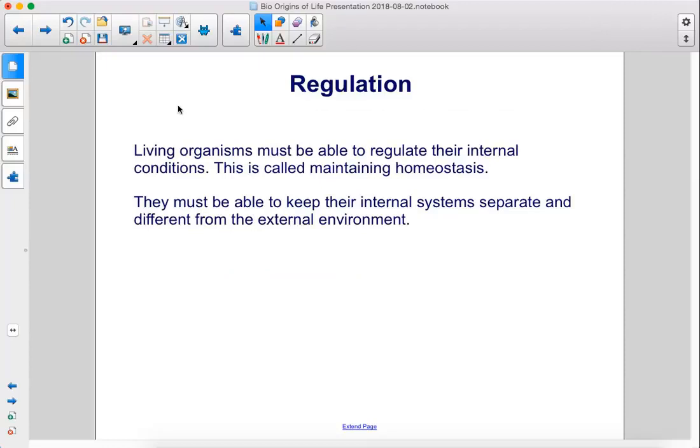Living organisms must be able to regulate their internal conditions. This is called maintaining homeostasis. They must be able to keep their internal systems separate and different from the external environment.